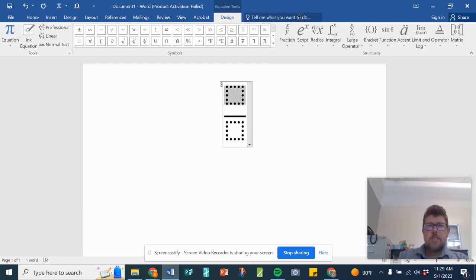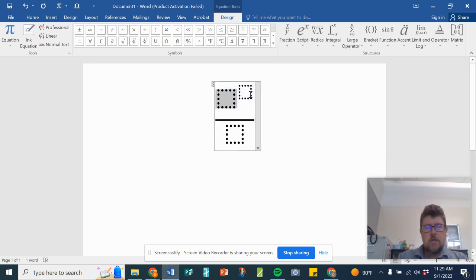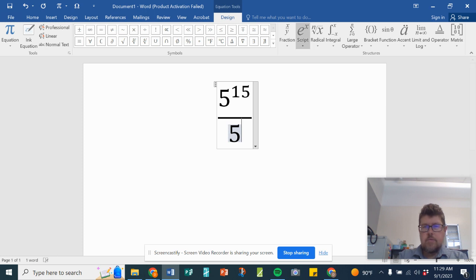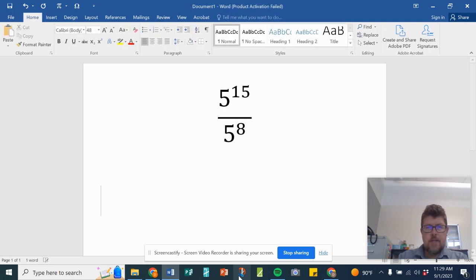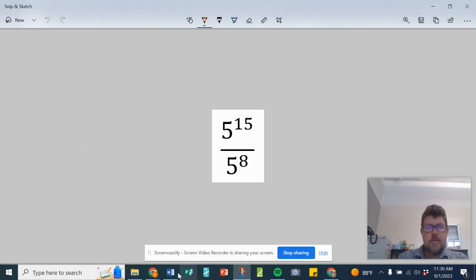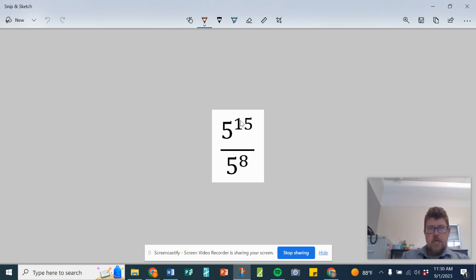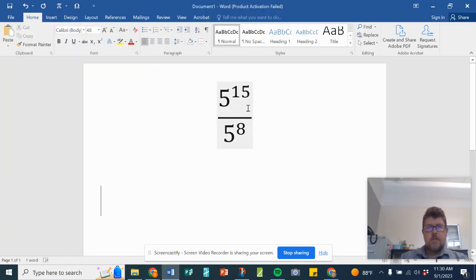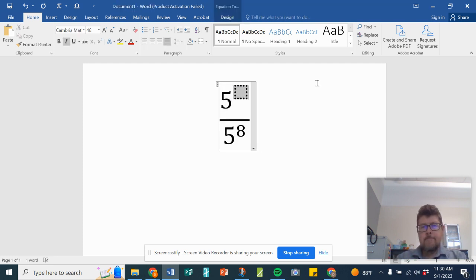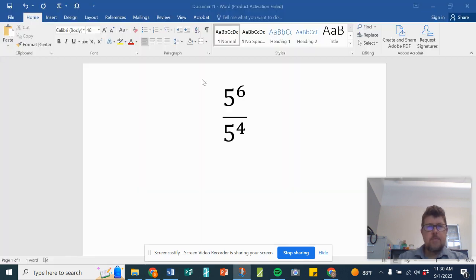You might see something like this, where it's, let's say, 5 to the power of 6 over 5 to the power of 4. It's really similar. It's just inverses or opposites. So rather than multiplication, it's division. I shouldn't have done 15, I should have done 6 and 4, because I don't want to have to write that many.